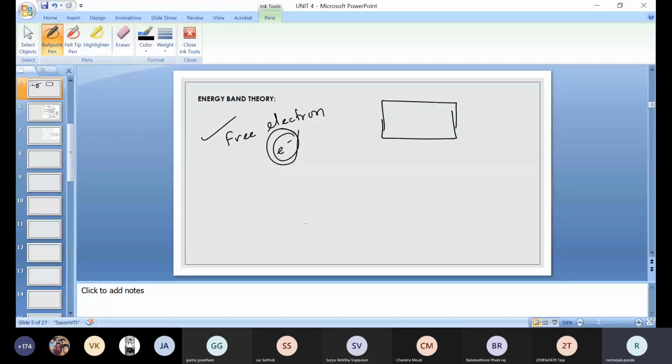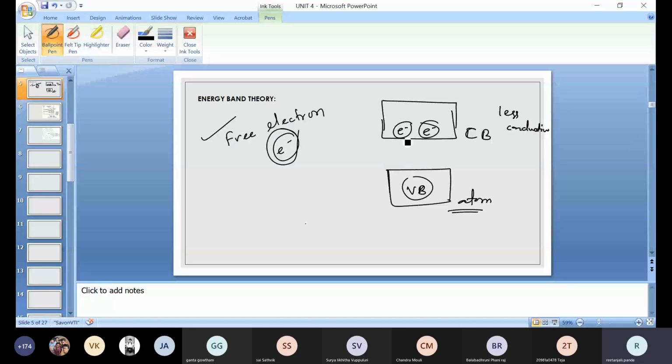In the valence band, the atoms are present. This part of the valence band is associated with the atom, so electrons will be present, but these are not free electrons. Free electrons will be present in the conduction band. If there are very few free electrons, the conductivity is low. If no free electron is present, it is an insulator. Similarly, if more free electrons are present, the conductivity of the material is higher.